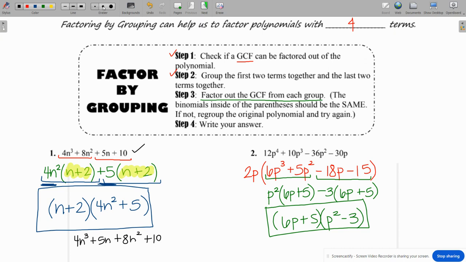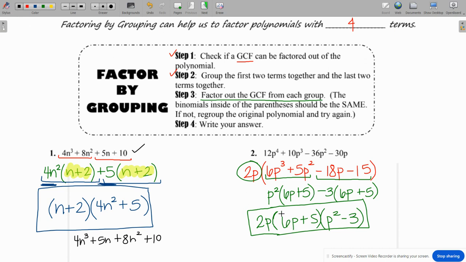We made a mistake. I forgot. The one thing I said, don't forget, and then I forgot about it. That 2p at the beginning, that's still part of our answer. So that's going to go right here in front. Whew, I almost forgot that. Clearly a very common mistake. But now we could do the check.